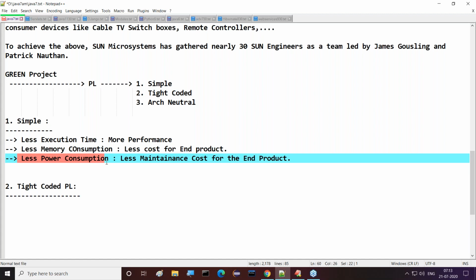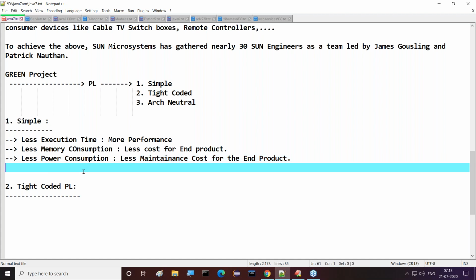Next one is lesser power consumption. Less power consumption in the sense, whenever our software has more interaction with the hardware components, energy consumption will be more. When energy consumption is more, automatically the maintenance cost of the end product will be more. Why? Because energy consumption is required continuously.